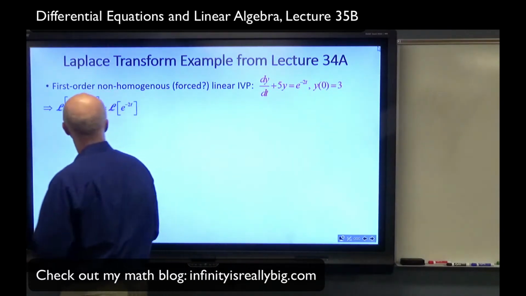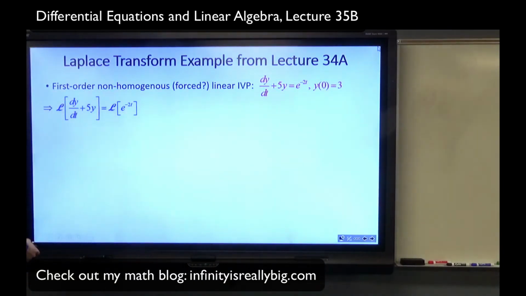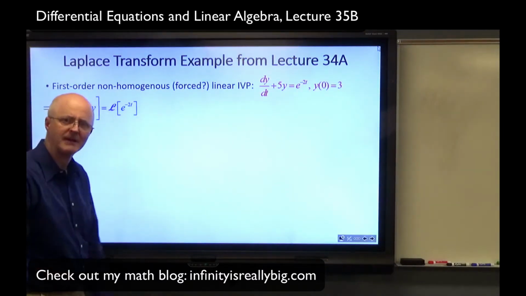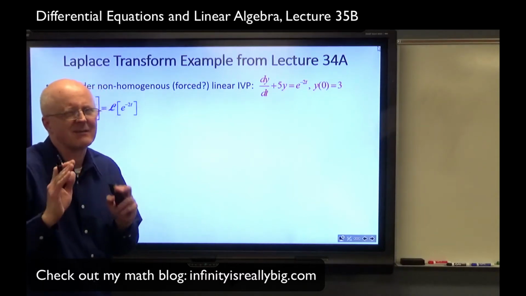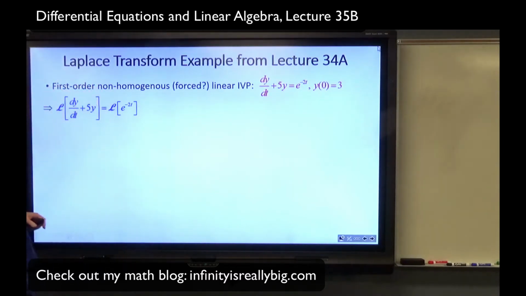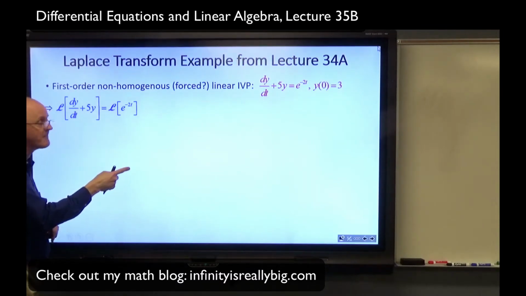I said in lecture 34b that the Laplace transform is linear. It's a linear transformation on function spaces. What function spaces? We're not really saying, because that would be a bit too technical for us. But the Laplace transform of a linear combination is the corresponding linear combination of the Laplace transforms. So the Laplace transform of the derivative plus 5y would be the Laplace transform of the derivative plus 5 times the Laplace transform of y.